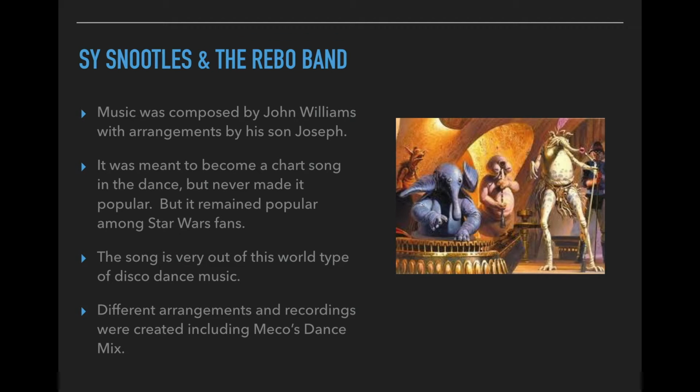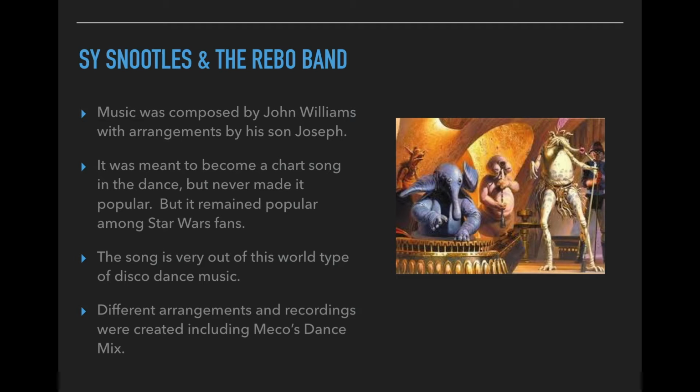Now, again, it has been recorded in many different arrangements. One of the arrangements was by, I think he's Italian, Meco. Meco did a lot of dance mixes of the Star Wars themes. He did, of course, the original Star Wars song back in the late 70s, which became extremely popular among clubs at the time period.